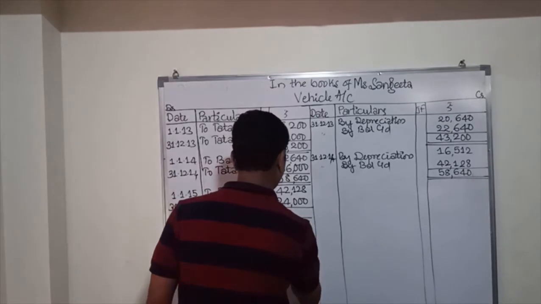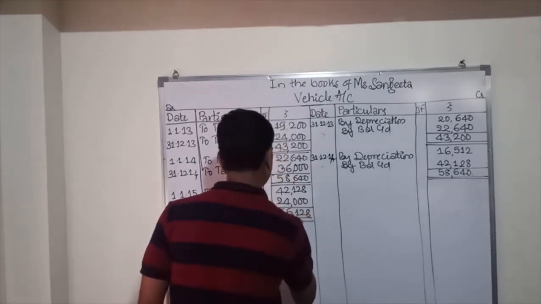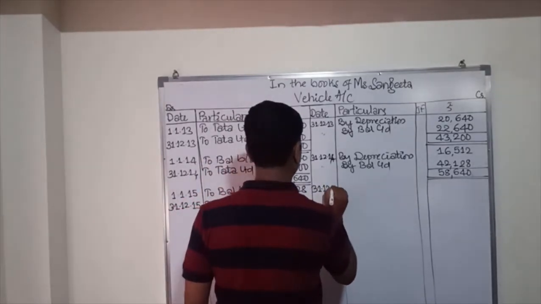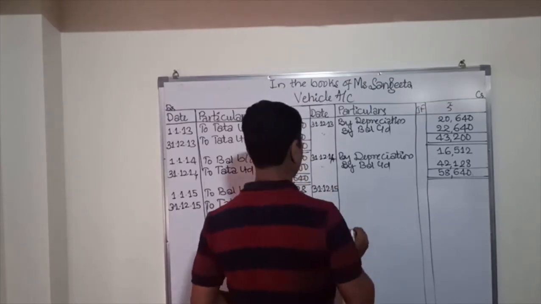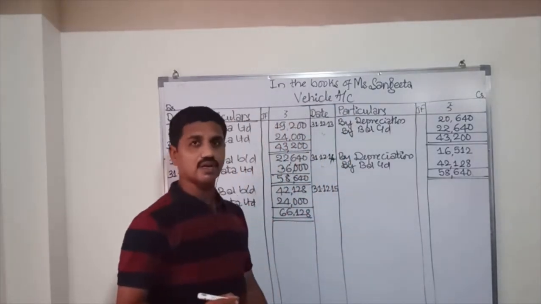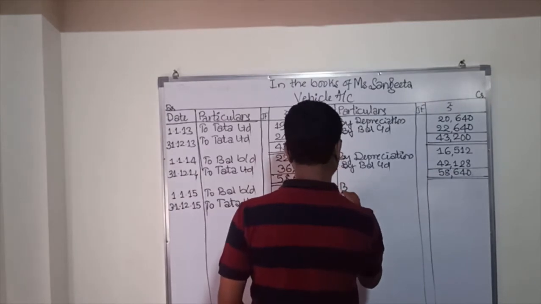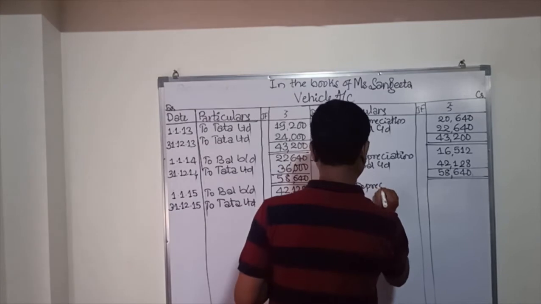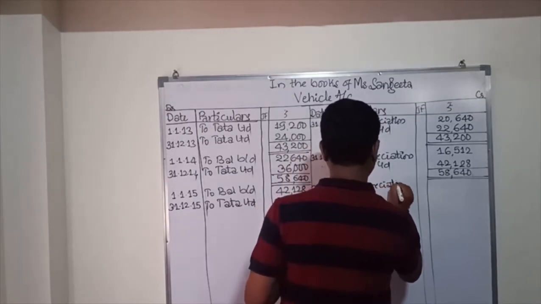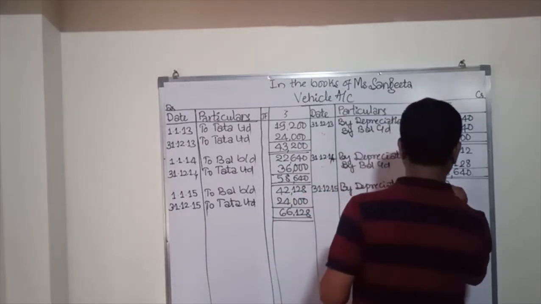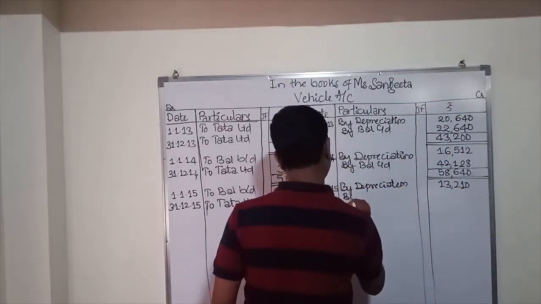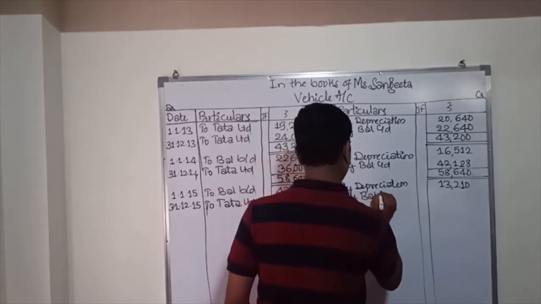So let me take the sum of this here, 128 here, 4 plus 2 6, 66,128. So on 31st 12 2015, when the depreciation is allowed, then enter into depreciation account debit to vehicle account. So vehicle account is credited by depreciation. So by depreciation, last year the depreciation is 13,210. So let's do the balancing here.